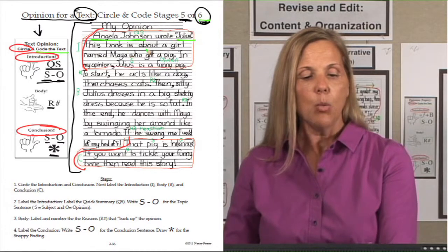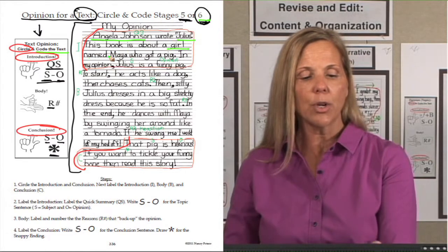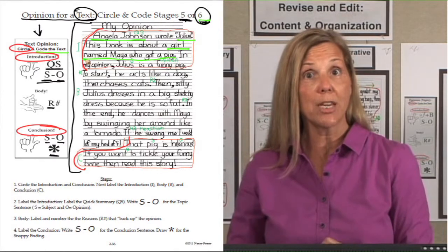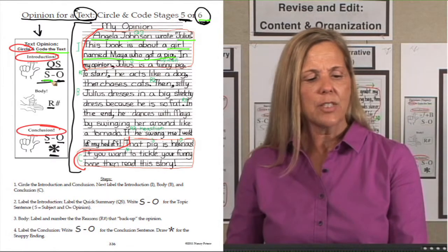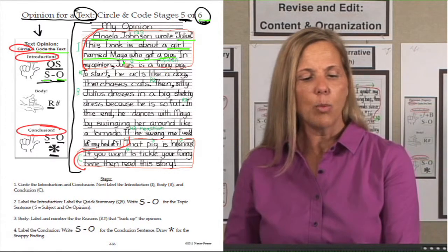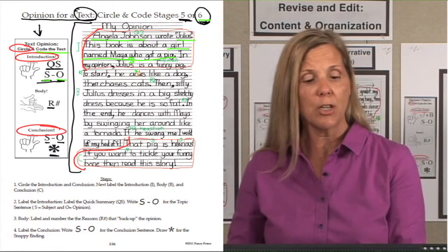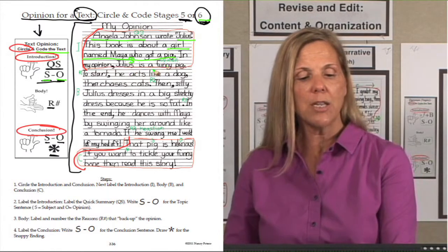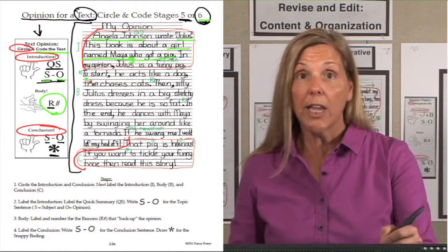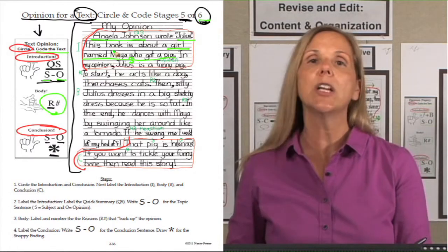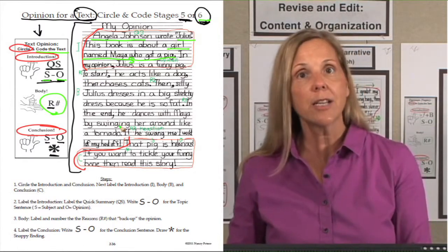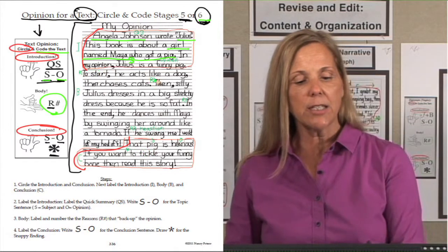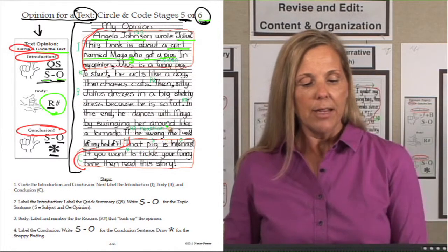In that quick summary, because we're at stage 6, we have our author's name, the title of the book, the character, and also what the story was mostly about. We then have subject and opinion. So we have our subject, who is our opinion about, Julius, and what's our opinion? That he's a funny pig. We've labeled what's in the introduction. Next we go to the body, and we have to label the reasons in the body. So we're going to label each sentence for each reason.